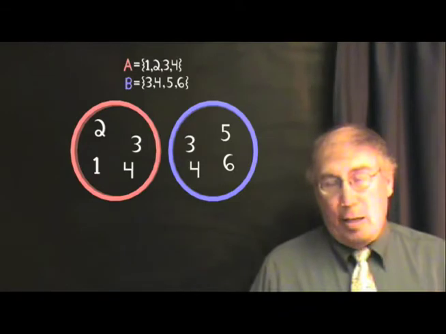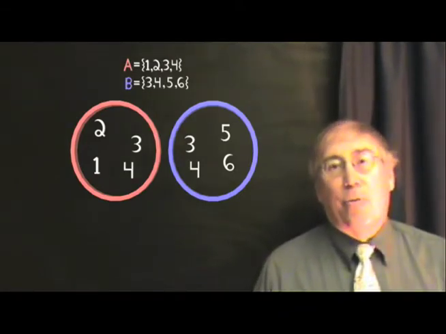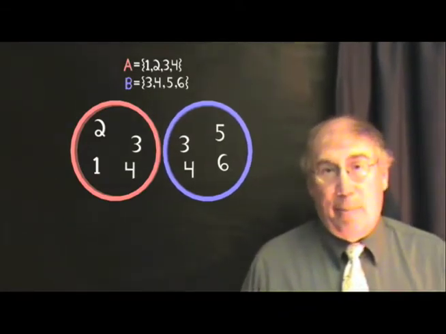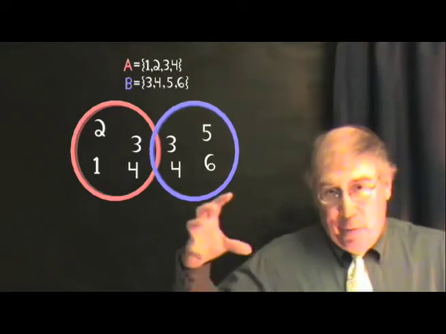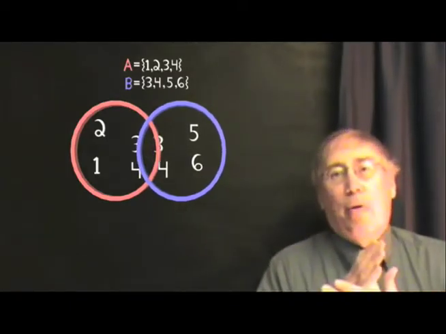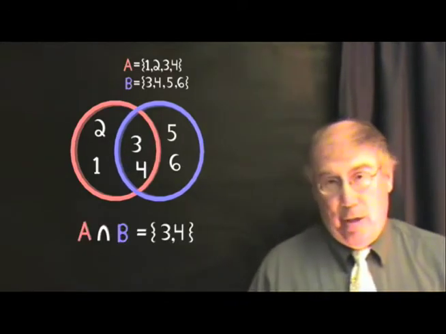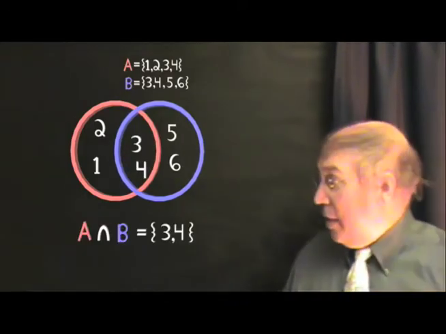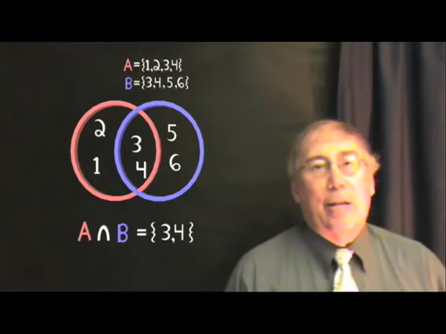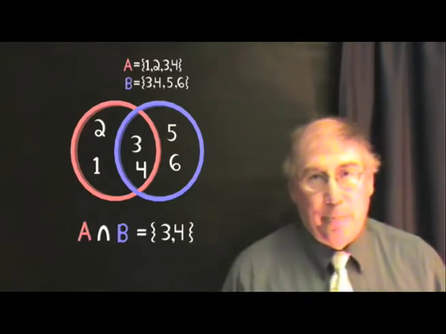Notice that both sets have a 3 and a 4 in common. So if we bring those circles together, there'll be an overlapping, and it'll be at that point, at the 3 and the 4. And so our set, A intersect B, is the set {3, 4}.